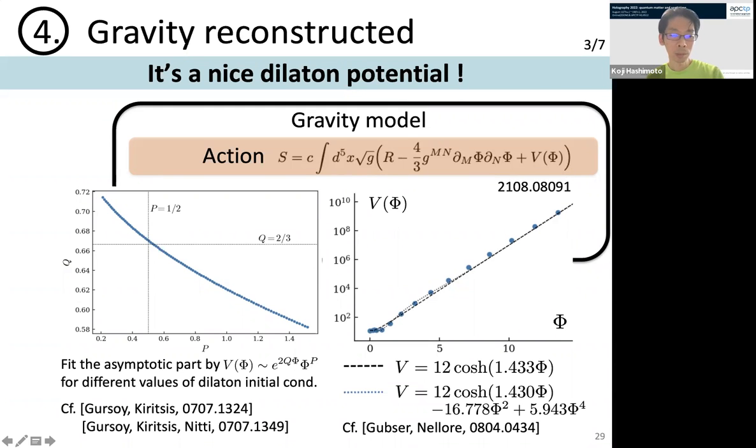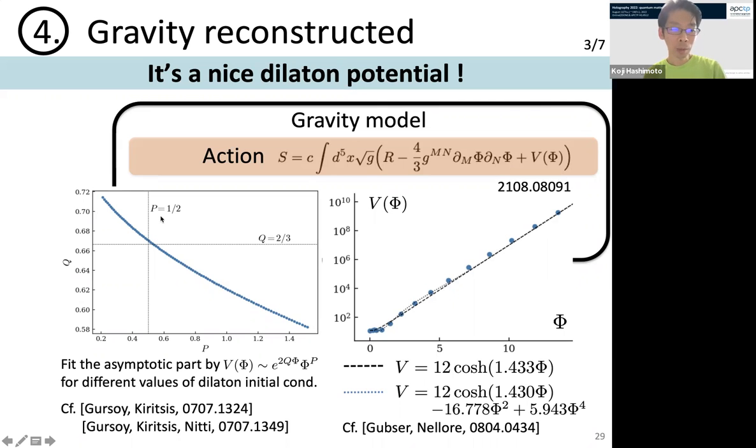So this is the plot of the result of the fitting, where P is the horizontal line and Q is the vertical line. These dots are the result of each fitting for different values of the dilaton initial condition. Dilaton initial condition means that, in fact, this form is applied only for the asymptotically exponentially growing part. So depending on which part you start with, the result is different. So all of these dots are for the results of the fitting.